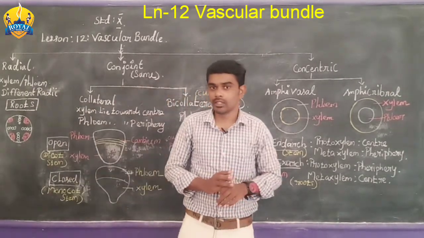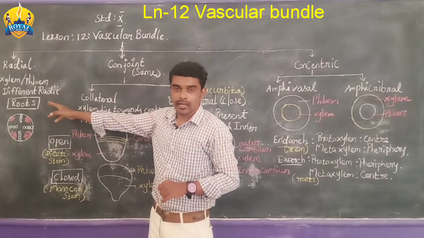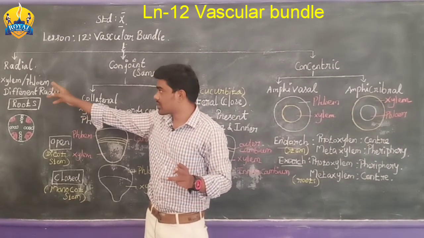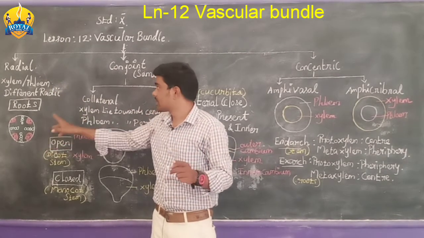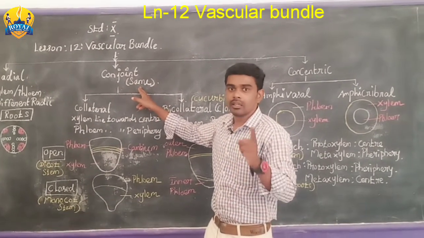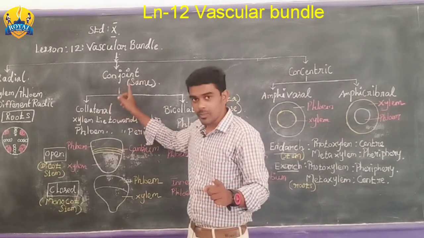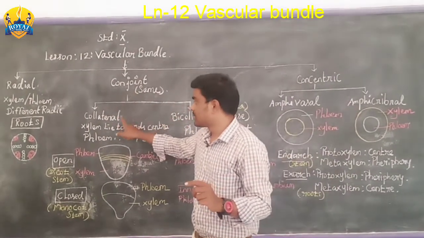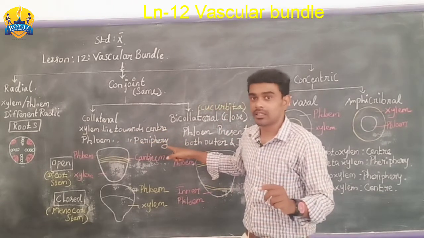Radial is where xylem and phloem are arranged alternatively on different radii, known as radial arrangement, present in a root. Next, conjoined, where xylem and phloem are arranged together, is basically two types: collateral and bicollateral. In collateral, the xylem lies towards the center and the phloem towards the periphery, the external region.